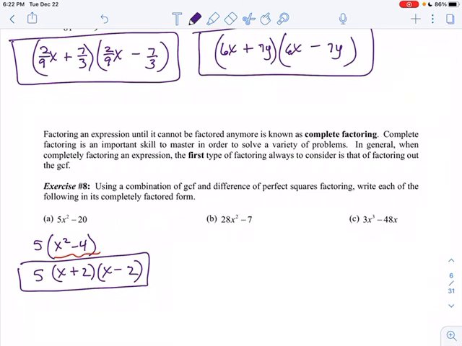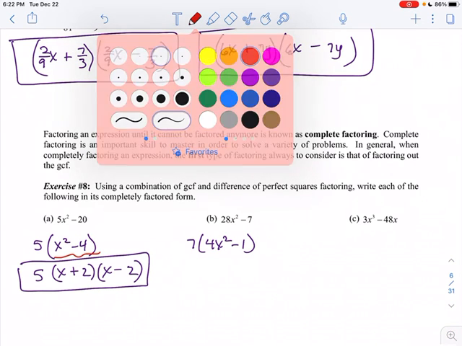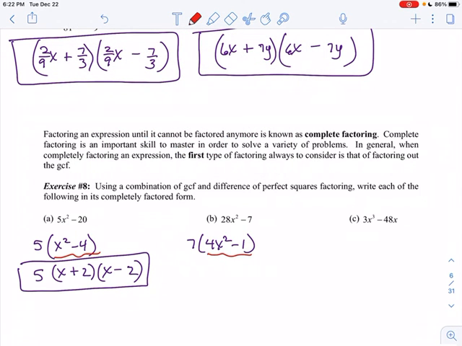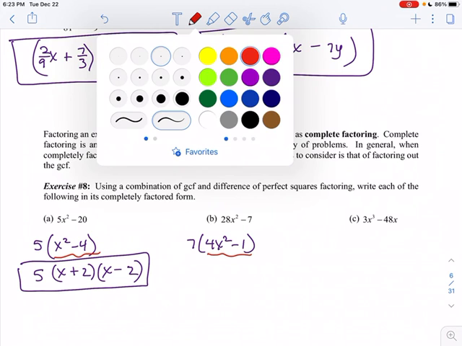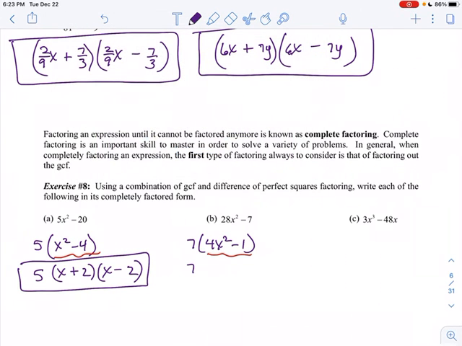In B, the greatest common factor is actually a 7, and I'm going to have 4x squared minus 1. Now this is a little bit tricky, but these are the difference of two perfect squares because 1 times 1 is 1. So the 7 hangs out in front. 2x times 2x is 4x squared. 1 times 1 is 1. One's a plus, one's a minus.